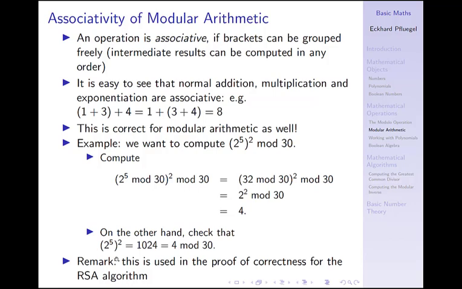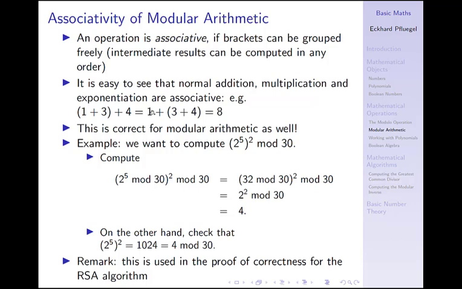You know very well that if you add 3 numbers, let's say 1, 3, and 4, then it doesn't matter whether you add 1 plus 3 first, so that's 4 plus 4, or whether you do 3 plus 4 first, which is 7 plus 1. In any case, the output will be 8. That's fairly clear. This applies to multiplication as well and to exponentiation. So maybe it's not surprising that it's correct for modular arithmetic as well, but maybe it is. But anyway, it is true.